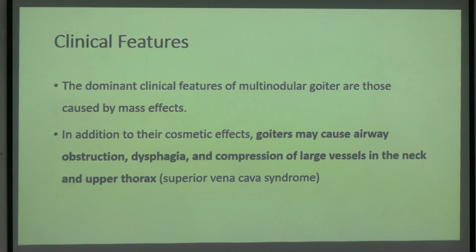Clinical features: the dominant clinical features of multinodular goiter are those caused by mass effects, in addition to their cosmetic effects. Goiters may cause airway obstruction, dysphagia, and compression of large vessels in the neck and upper thorax. That is called superior vena cava syndrome.